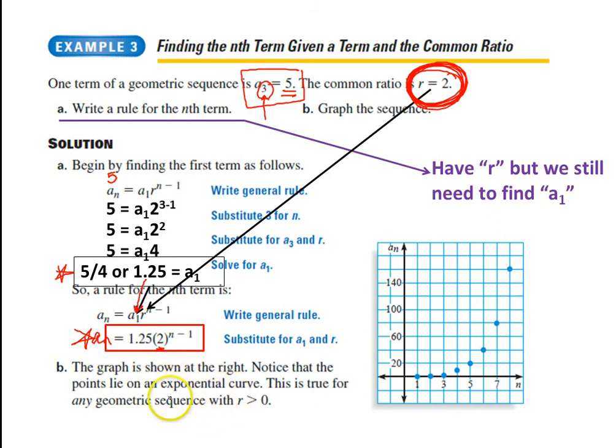Now, noticing one thing about the graph, remember how we would do it? You take 1, plug it in, get your answer, take 2, plug it in, get your answer, take 3, plug it in, get your answer. Notice one little difference though. With arithmetic, what shape did we have? It was a constant difference, so it was a line. But with geometric, it's a constant ratio, so we don't have a line. Since it's a constant ratio, we have an exponential curve. Okay, so notice that little difference about the graphs.